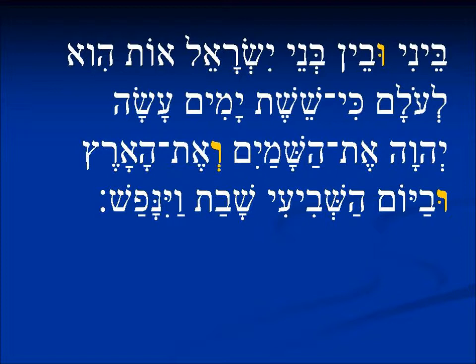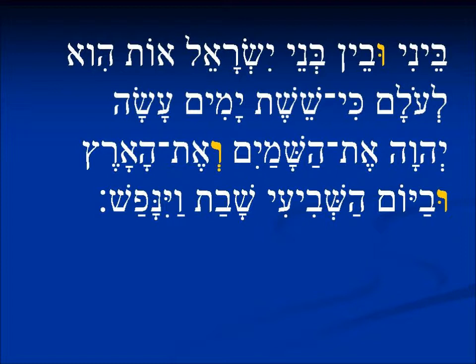The bein there that has a yud, beni, between me, uvein, and between. And who is it between? The children of Israel. If we keep reading, we're going to see another interesting kind of spelling anomaly. Beni uvein bnei Yisrael ot hi leolam. Hi means "she," and it is usually spelled hey yud aleph, but sometimes it is spelled hey vav aleph, but it is always pronounced "hi." So that apparent vav there has no vowel and it has no sound.